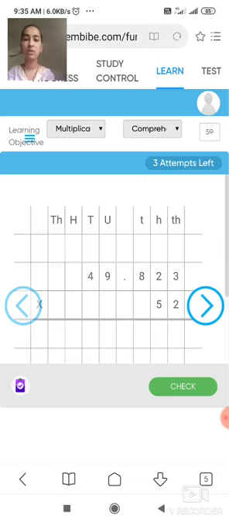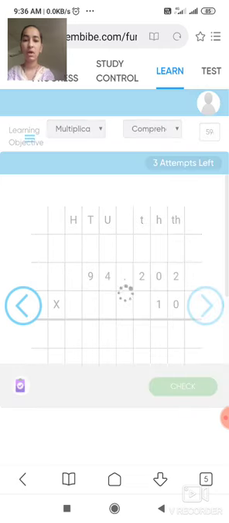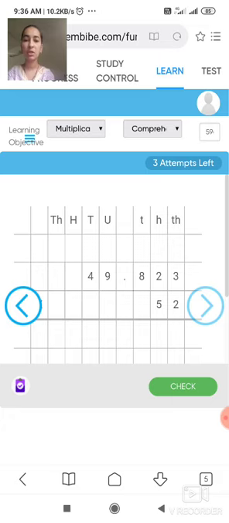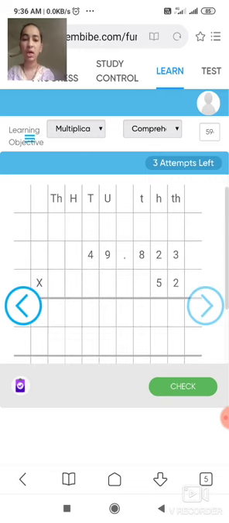let's take another example. This example is of multiplication. I think you know the multiplication. You can see this, 49.823. 9 is at the unit place. At the tens place 4 is there. Now after the decimal, the first position is the tenths place, the second position is the hundredths place, and the third is the thousandths place. Okay, now this is multiplied by 52. We have to multiply this by 52.